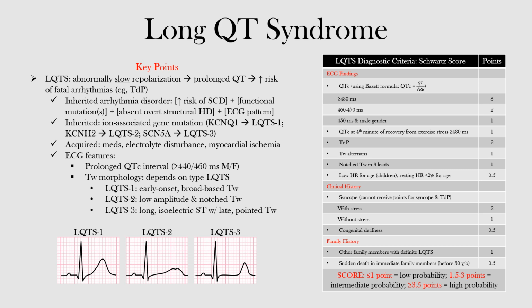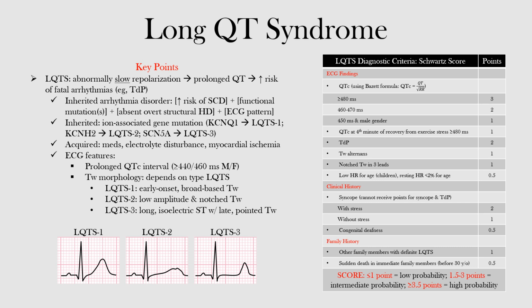With long QT syndrome, there is abnormal myocardial repolarization. This abnormal repolarization is a slow process. This prolongs the QT interval, just as the name implies, long QT, thereby increasing the risk of fatal ventricular arrhythmias, such as torsades de pointes. Okay, we can have the R on T phenomenon.